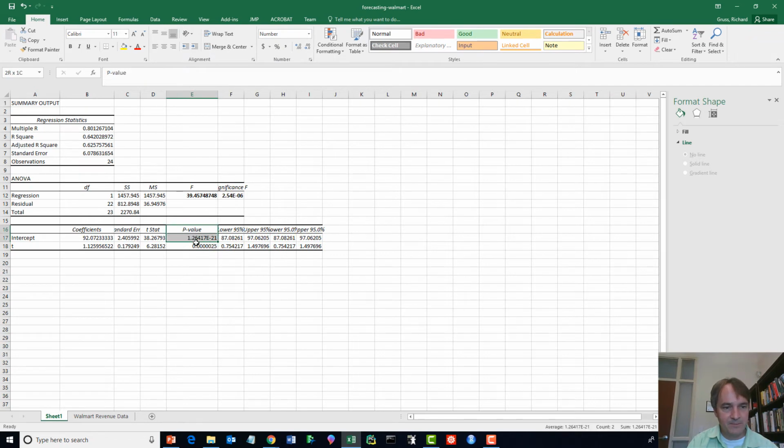So this p-value here, we see that time does make a significant difference in the revenue. This is the p-value for the t statistic. So we have a pretty good model that we can use to forecast the next period. And how do we do that? Well, as always, I'm going to lop off some decimal places here so that you can read them better.